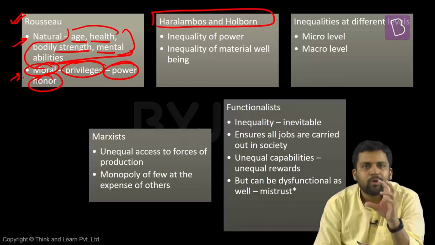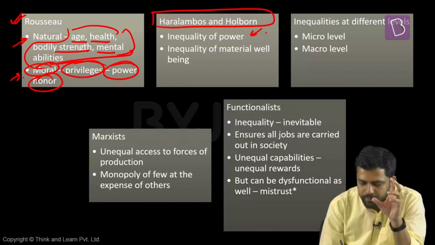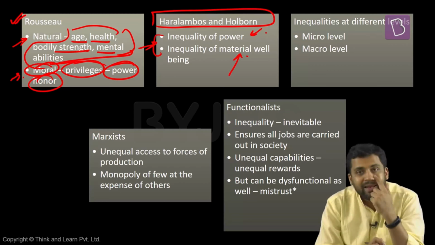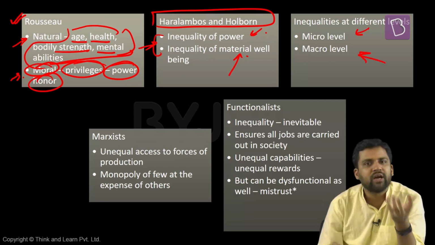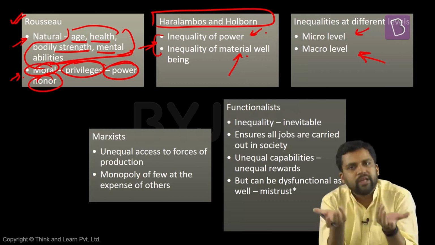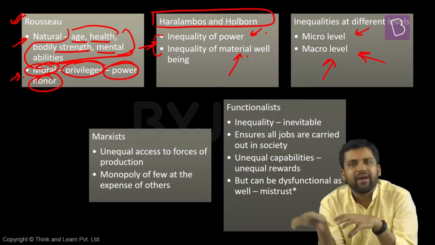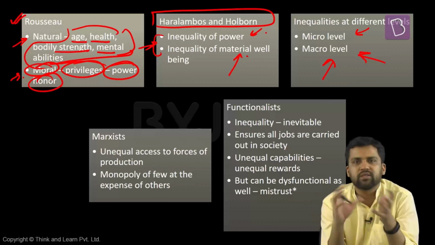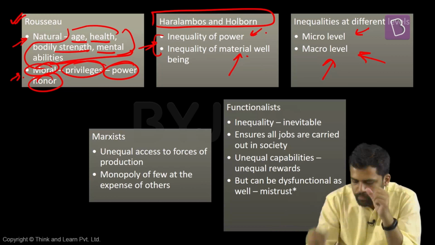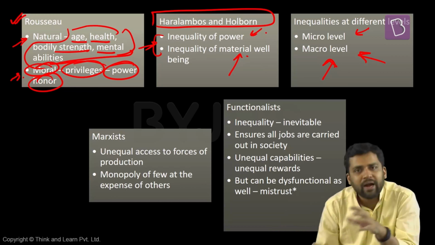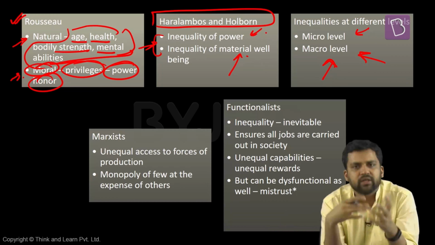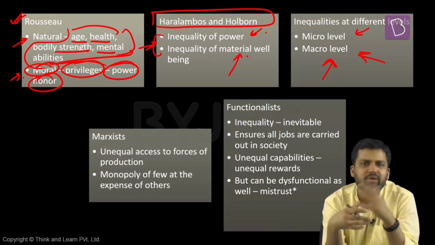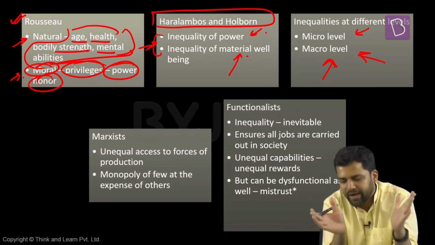Hallowell and Hallman also talk about two kinds of inequalities: inequality of power and inequality of material well-being. Inequalities can exist at the micro level, and they can also exist at the macro level. At the macro level, there will be inequality between countries. The world is divided. Some countries are the developed countries, some countries are the emerging countries, some countries are considered to be the third world countries. Within a country also there can be inequality. For example, within India, states like Jharkhand, Chhattisgarh, Odisha are lagging behind, while states like Gujarat, Maharashtra, Punjab are the prosperous states. So inequality exists at the micro level.